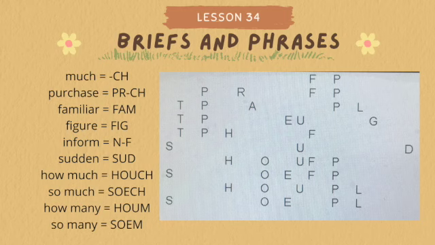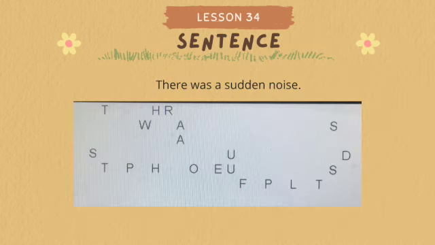Okay, so again, briefs and phrases are important because it makes our work faster. It speeds up our writing so we can cope up with the dictation. Okay, let's proceed to the sentence for lesson 34. We have here, there was a sudden noise, period. That is how we are going to write that. So we have there and then was, sudden, applying the brief that we have learned, and then noise, period.